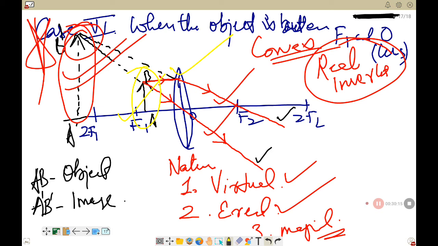Now learn the uses. It is used as a reading glass, or a magnifying glass, or a simple microscope. Is that understood? So these are the 6 cases. Out of these 6 cases, the 2 very important cases were case number 3, when the image size was equal to the object size, and case number 6, when the image is virtual and erect. So these are the 6 diagrams which you have to learn for the convex lens.